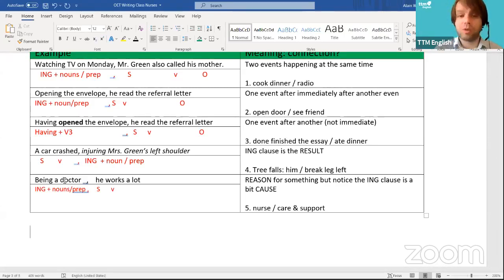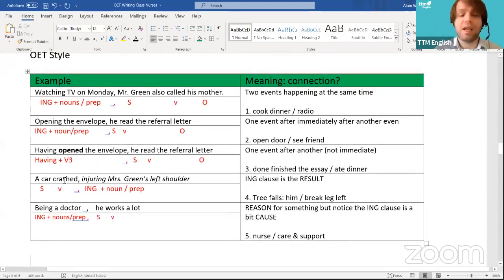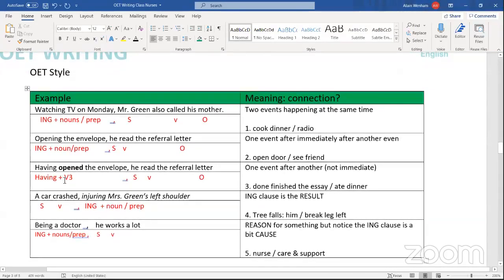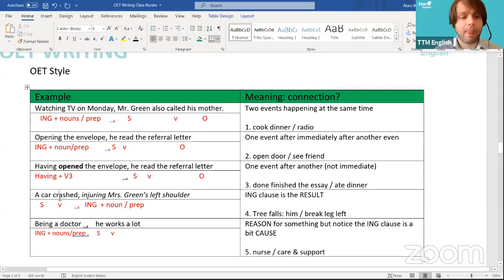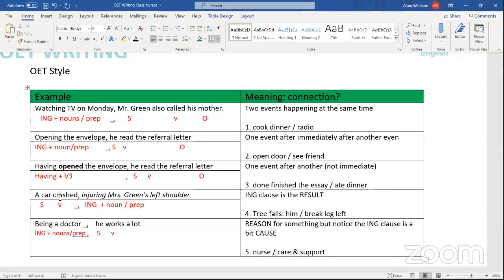I'll take one more because we've not finished, but I'll take one more if anyone's a little bit confused about anything. Yes, Keith? Regarding the fourth example, like resulting, I just wonder, can I say like being crushed by a car, Mr. Green's left shoulder was injured? So is it result?